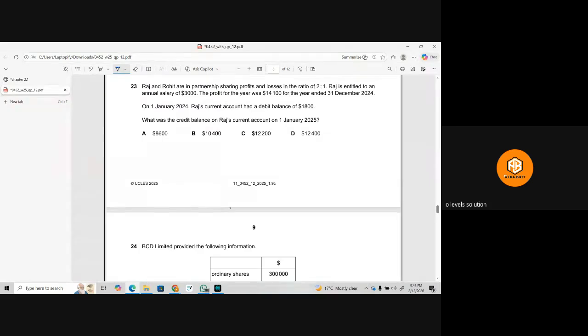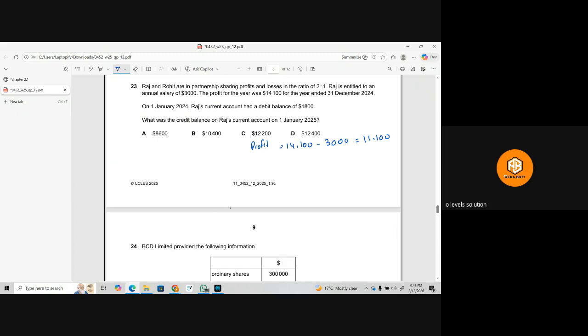First of all, we have to calculate the residual profit. Residual profit is the profit remaining after Raj's salary is deducted from the total profit. The total profit, as you can see, is 14,100. The annual salary was 3,000, so we will deduct the 3,000. It is 11,100.